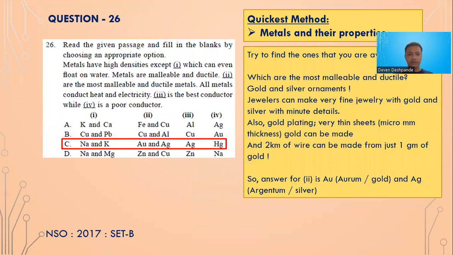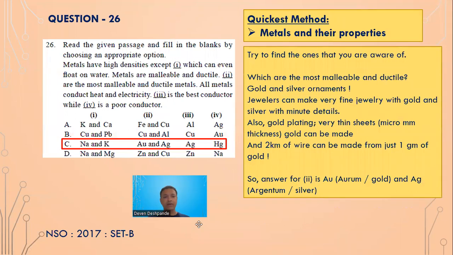Okay, so the first one, question number 26. Read the given passage and fill in the blanks by choosing an appropriate option. Metals have high densities except one, which can even float on water. Metals are malleable and ductile. Two are the most malleable and ductile metals. So at this juncture, you just solve for two, which are the most malleable and ductile.